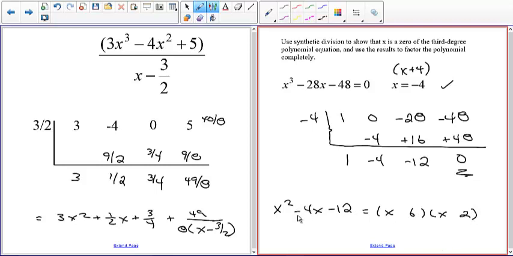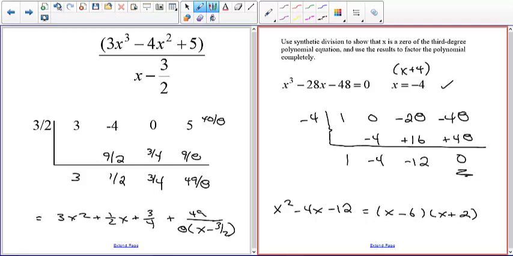I end up with a negative 4, which means I need to put the negative on the bigger one. If it was positive 4, then I would make that positive and that negative. And you can see if I multiply it out, I'll get x squared minus 6x plus 2x, which is negative 4x, and then negative 6 times 2 is negative 12.